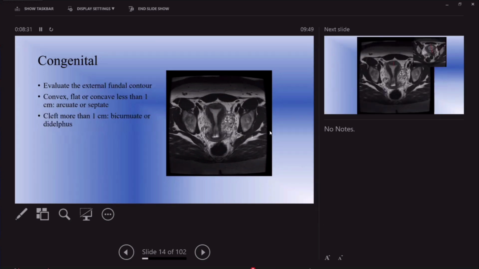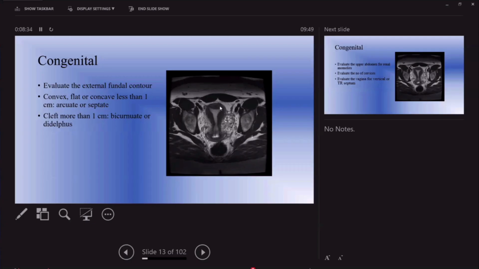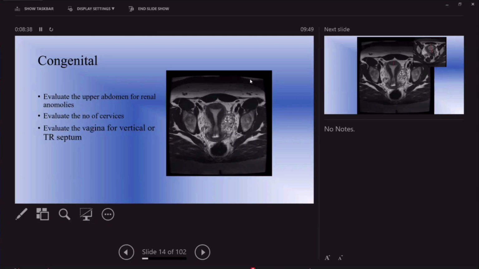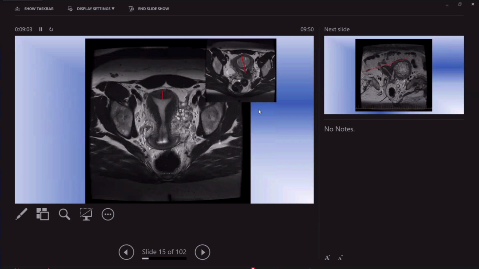Once you've done your first step, convex, concave, or flat, the next step is to evaluate for any renal anomalies. You want to look at the number of cervices available, and then you look at the vagina. Do you have a single vagina or two? Do you have a vertical septum or transverse septum within the vagina? These are the points that you always want to check and talk about whenever you have a case of congenital uterine anomaly.